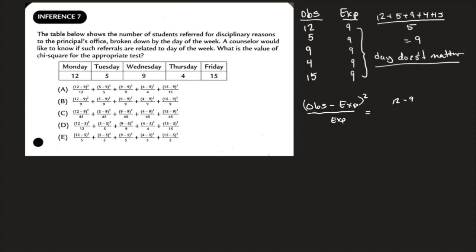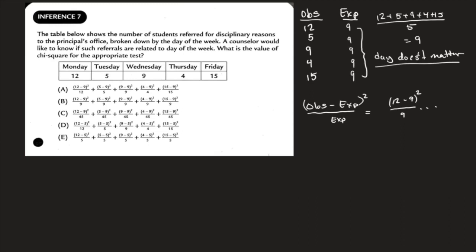And so I'm going to plug that in. I'm not going to do all of it. If I can get just a couple of them, I can see the pattern, and then we can go from there. You can see that 12 minus 9 squared divided by 9. The next one would be 5 minus 9 squared divided by 9. And then 9 minus 9 squared divided by 9, and so forth.